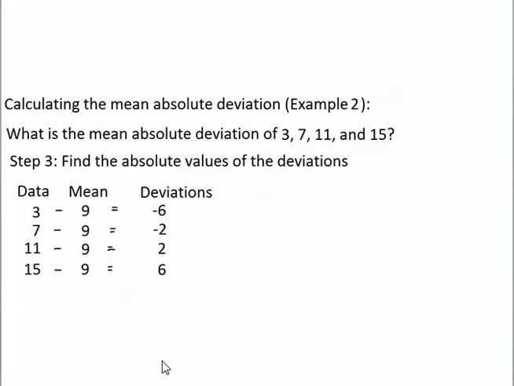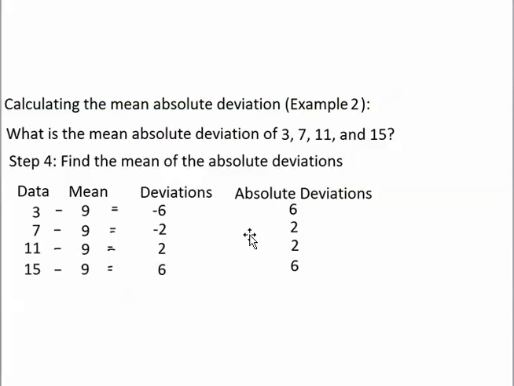The absolute deviations just take off the negative signs. So this 6 just means that 3 is 6 away from the mean of 9. This 2 means that 7 is 2 away from the mean of 9. And the same thing here. This 2 means that 11 is 2 away from 9. And this 6 means that 15 is 6 away from the mean of 9. These are just the distance from each data value to the mean. By averaging them, we get the average distance to the mean, which is the mean absolute deviation.